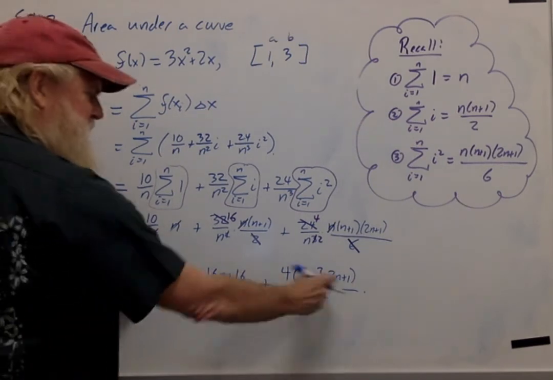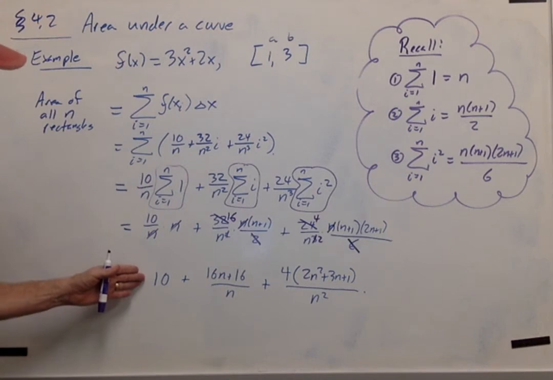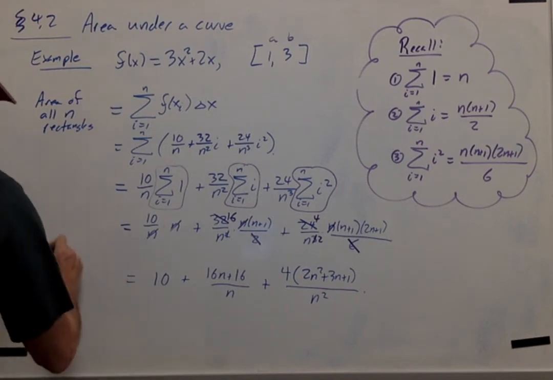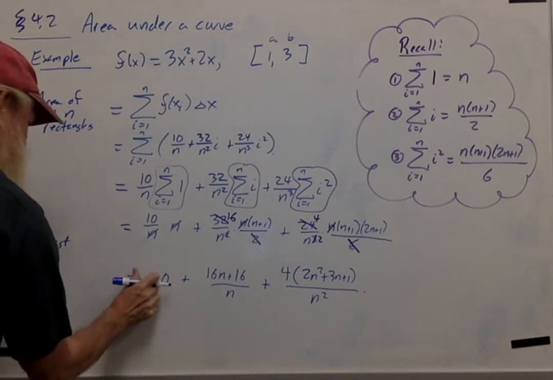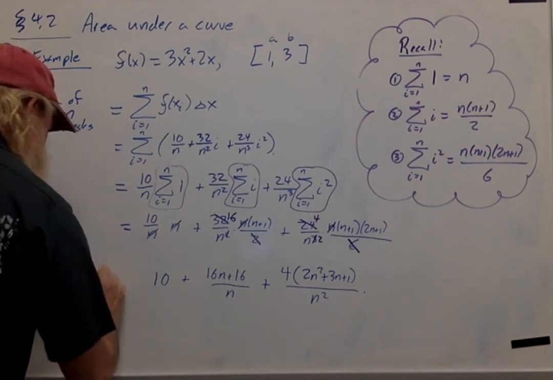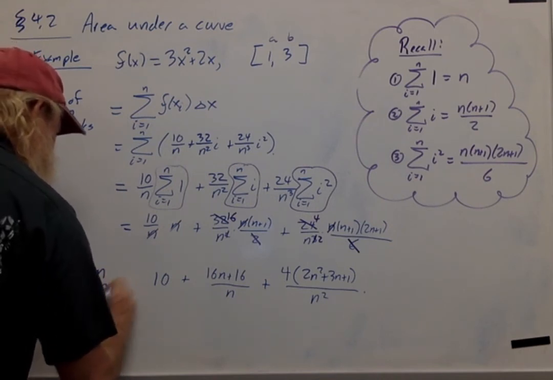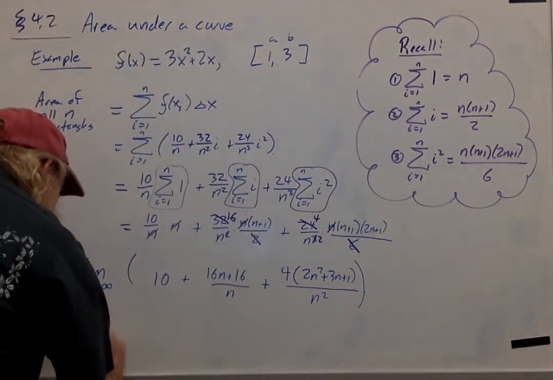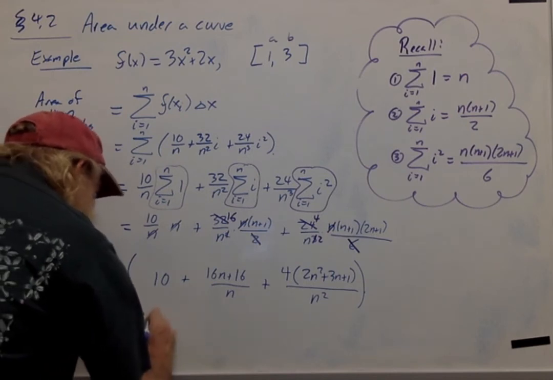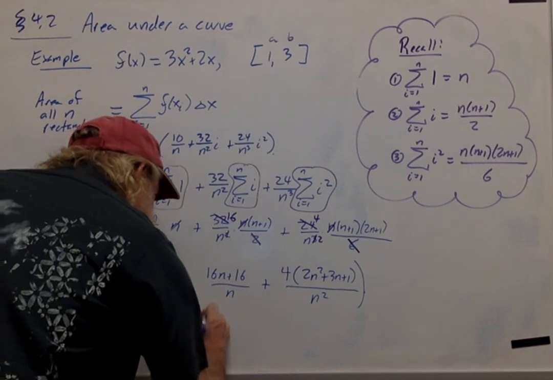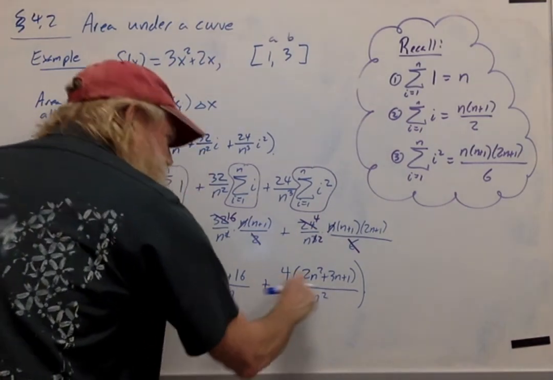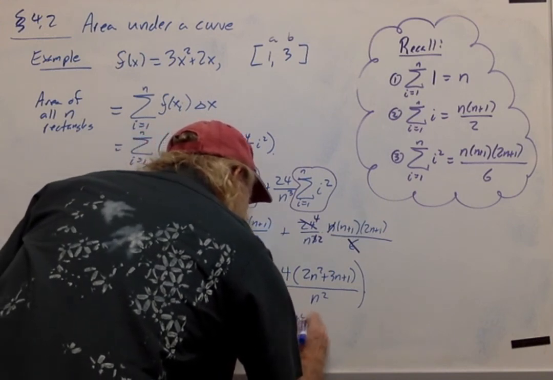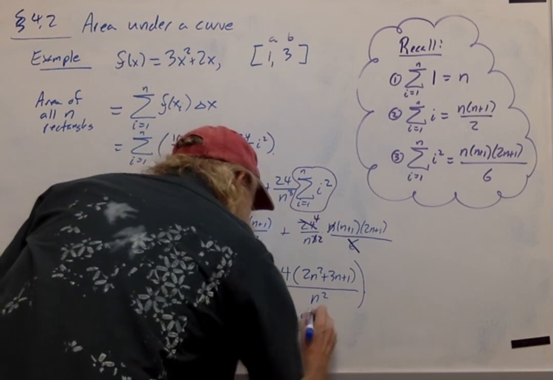As I mentioned before, it's not necessary to get a common denominator because our next step is going to be to take the limit of this as n goes to infinity. So last, I'm going to save a little bit of space here and just write the limit of this as n goes to infinity. So I take the limit as n goes to infinity of 10 plus 16n plus 16 over n plus, let me distribute this 4, 8n squared plus 12n plus 4 over n squared.